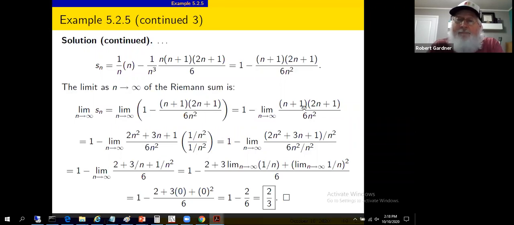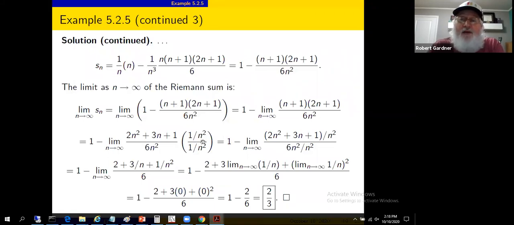How do you deal with that? How about we multiply the numerator out? That'll give us 2n squared plus 3n plus 1. FOIL it. Never get too old to FOIL. We'll divide numerator and denominator by the highest power of n this time. Usually we had x in the past, but n this time. The highest power of n in the denominator is n squared, so we'll divide numerator and denominator by n squared by multiplying by the appropriate thing.